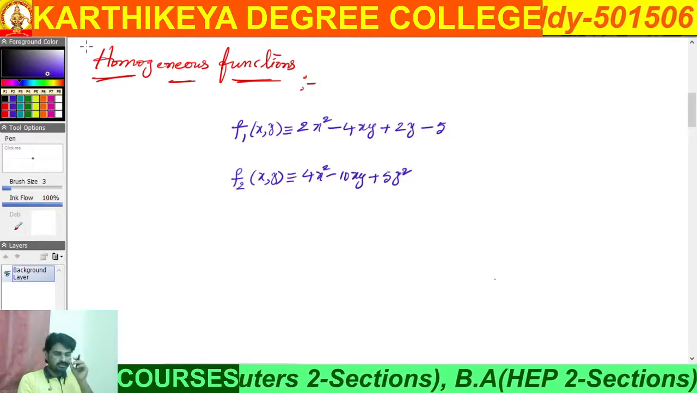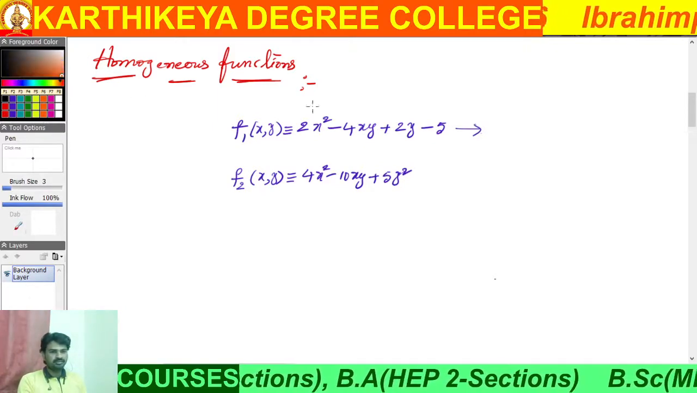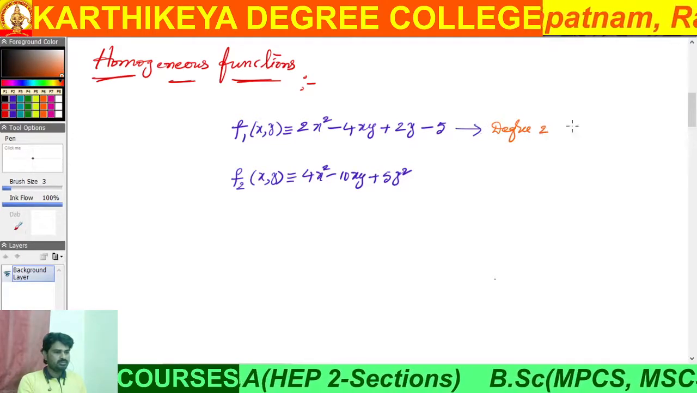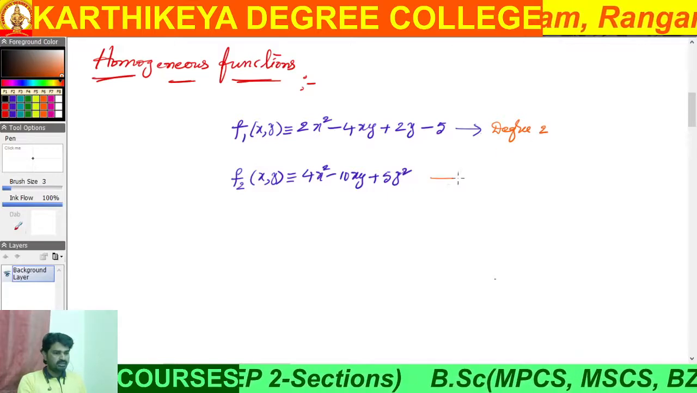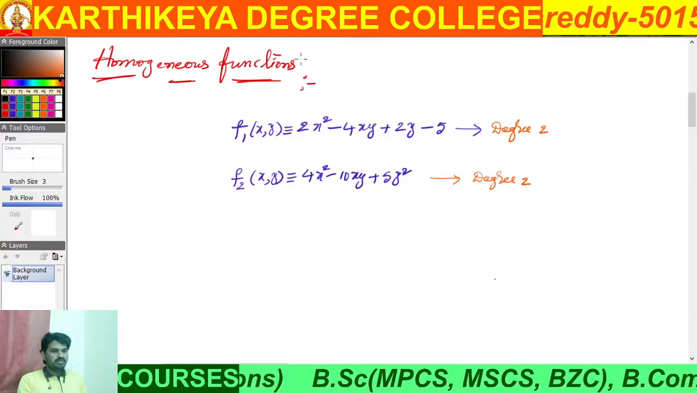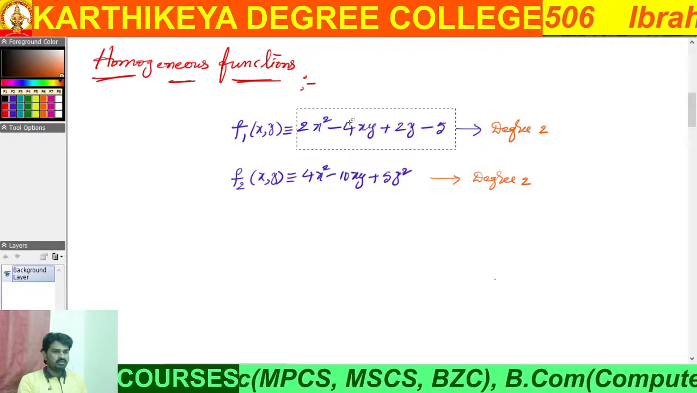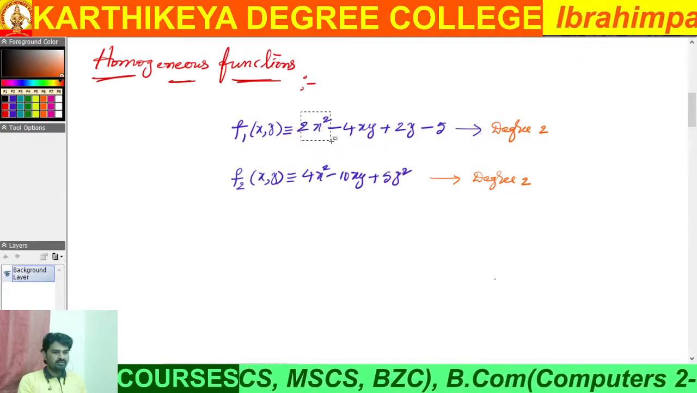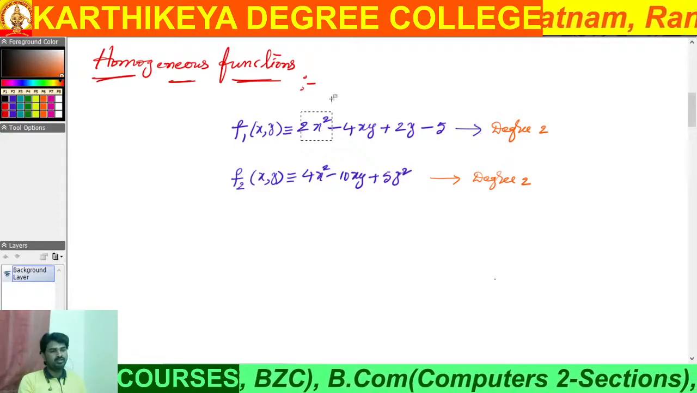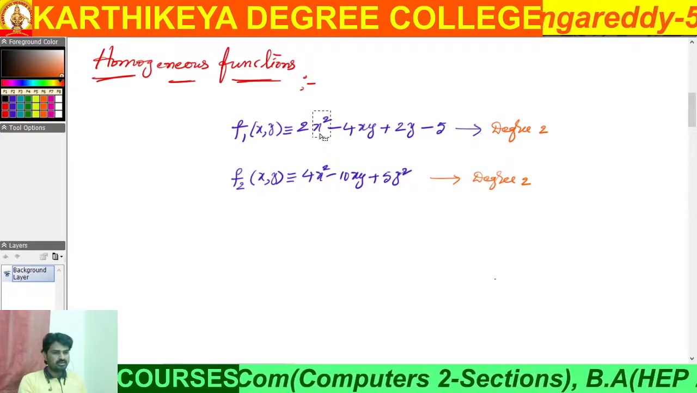Our next concept is, what is the degree? How much is the degree of this one? Degree is 2. Next one, here also the degree is 2. If you observe the first one, what will be the first term? 2x square. In this one you have to observe the power of the variable. Here the variable is x square. So the variable is x. What is its power? 2.